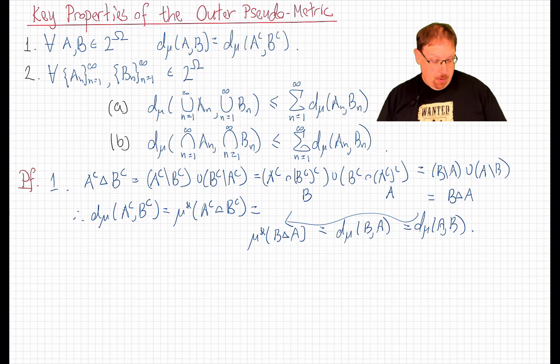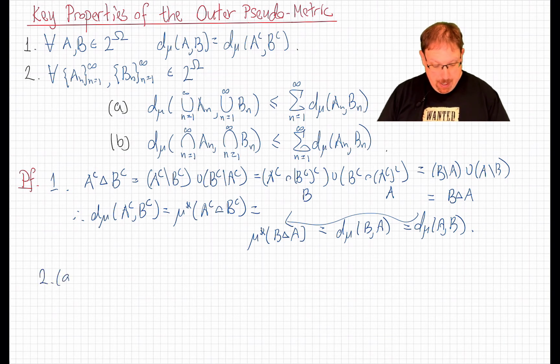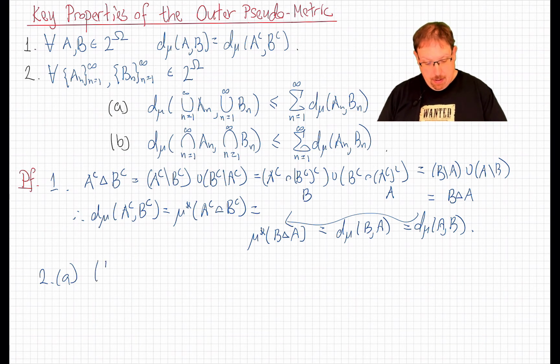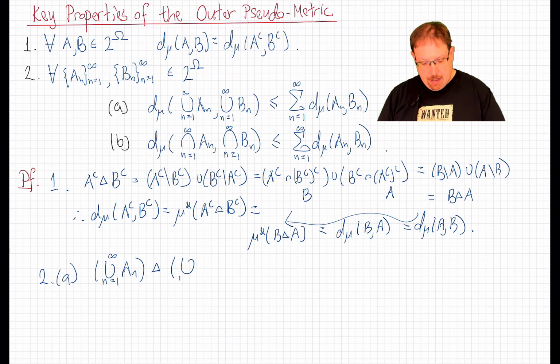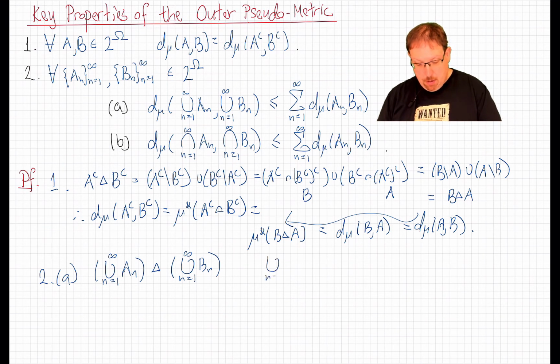For part 2, we're going to use a similar naive set theory fact. If I take an arbitrary union of sets and take the symmetric difference between that and another arbitrary union of sets, I can compare that to the union of the symmetric differences of the terms.